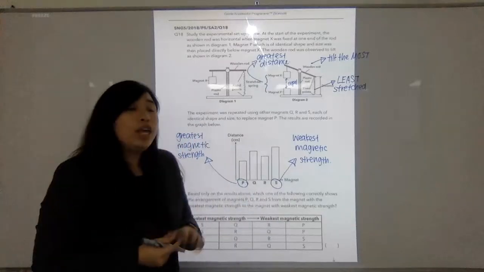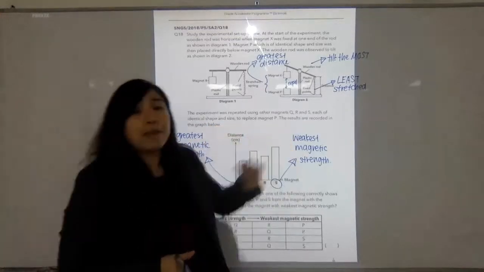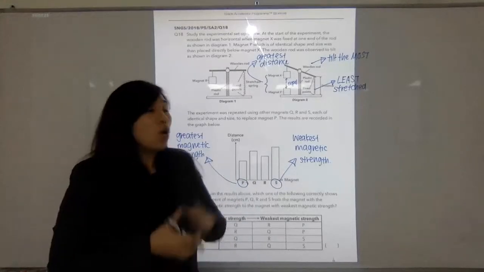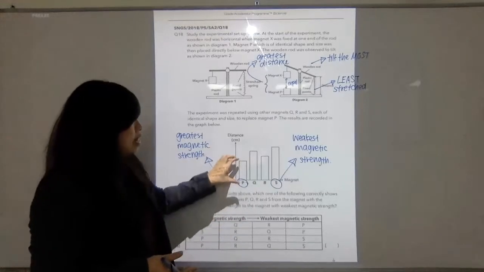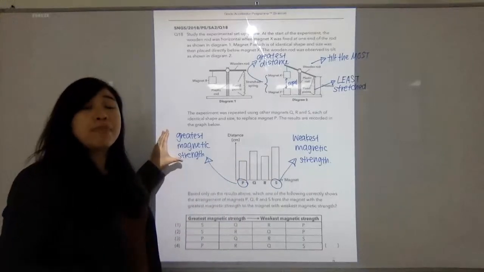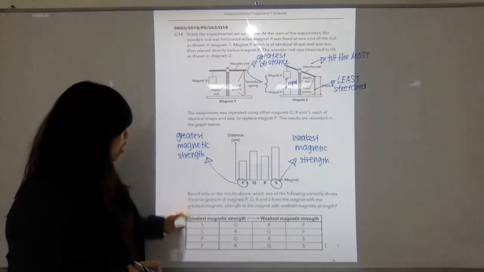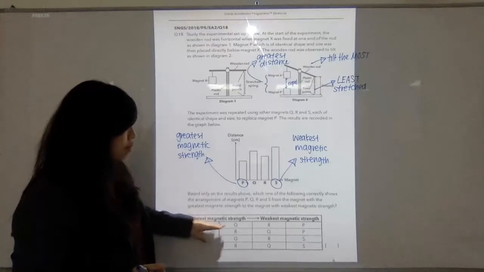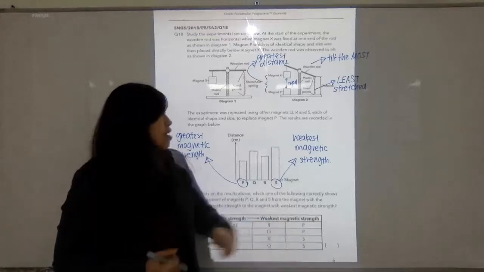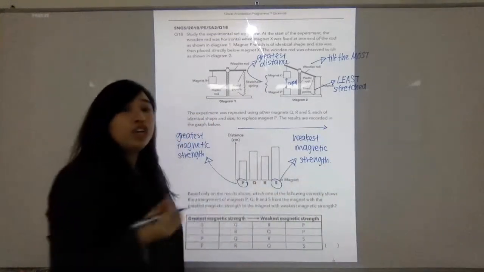So, what can we conclude about the relationship between the distance and the magnetic strength of the magnet? We can say that the shorter the distance, the greater the magnetic strength of the magnet being used. So the question requires us to arrange the magnets from the greatest magnetic strength to the weakest magnetic strength. So I'm going to draw an arrow over here and we're going to arrange it together.